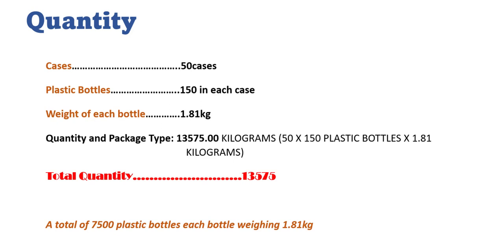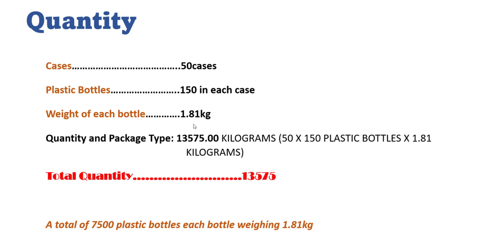All right, so that is how the total quantity is worked out. You work the total quantity by summing up the total of that regulated commodity that is coming into the country. In my scenario, you can use either. I had 50 cases, each case with 150 product or plastic bottles, and then I got 7,500.